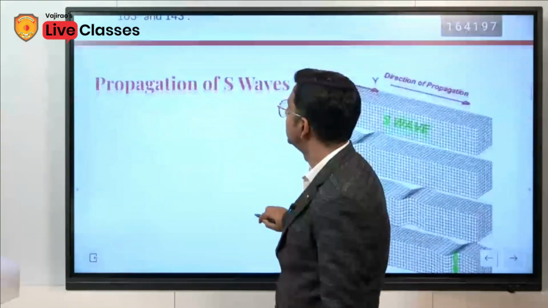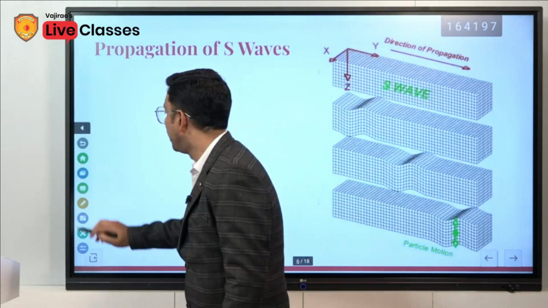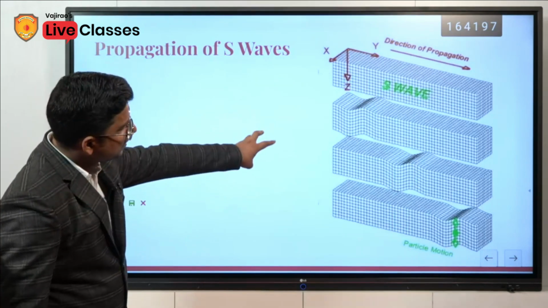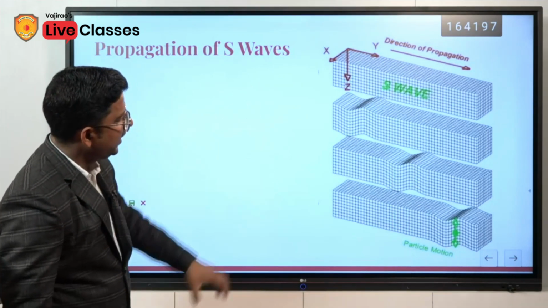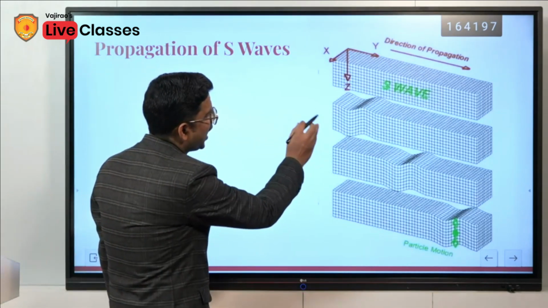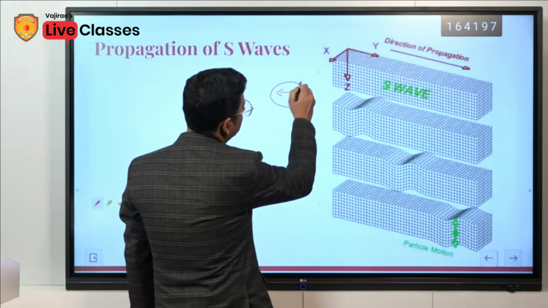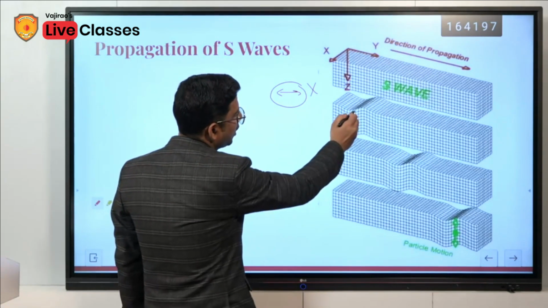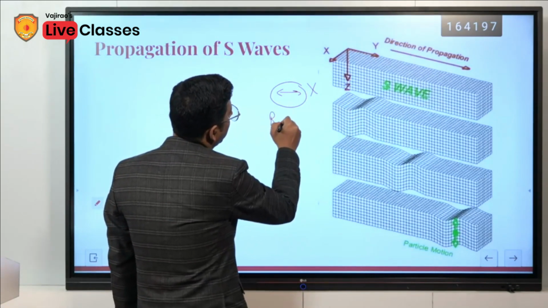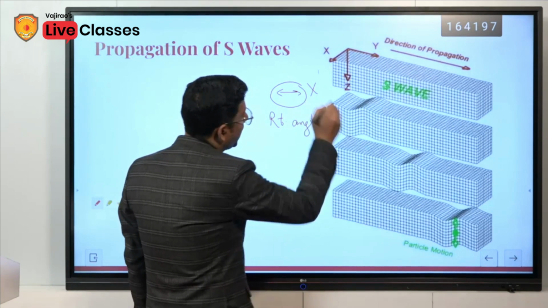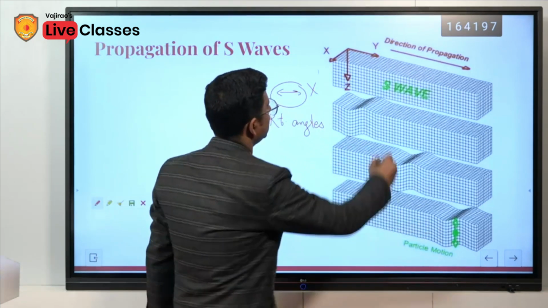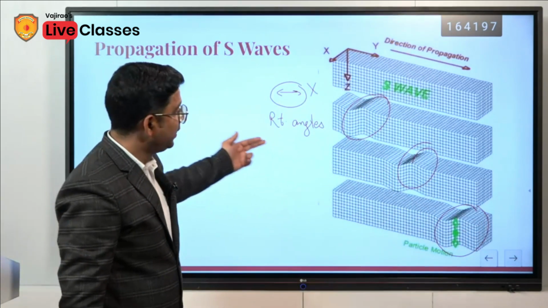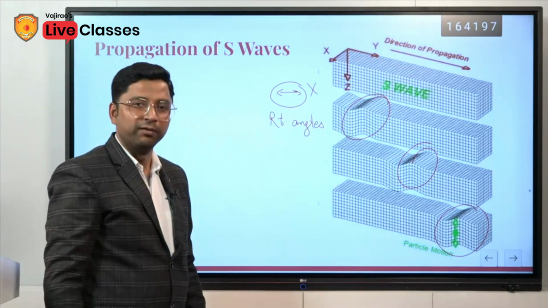Now coming on to the S waves, another type of body waves. Just like from this figure, it is clear that S waves are not traveling in a to and fro motion. The particles of these waves are moving at right angles. You can see how the wave is moving. They are moving at right angles to the direction of propagation of the wave.